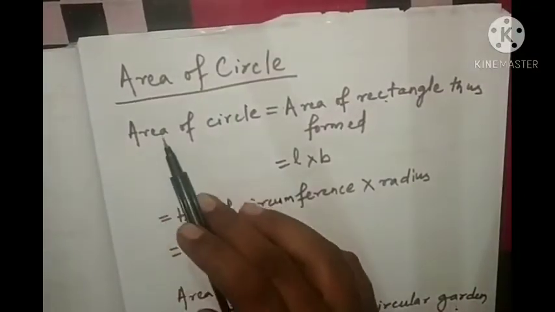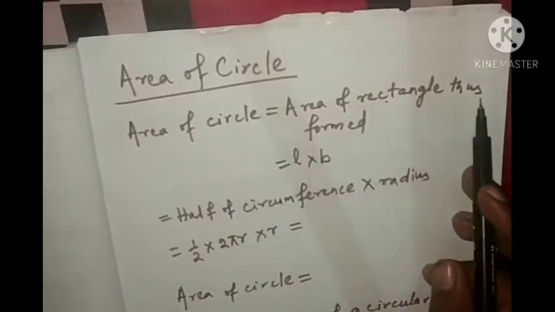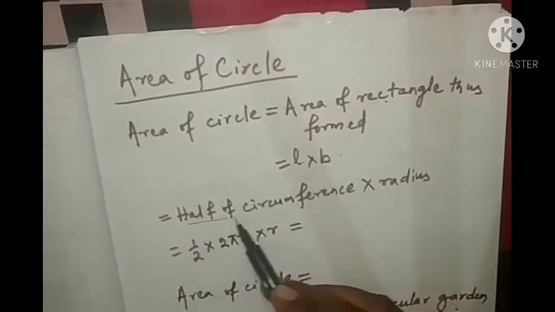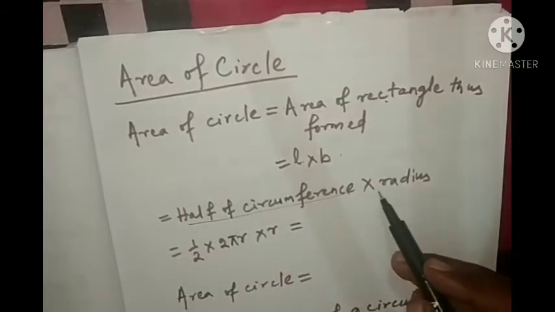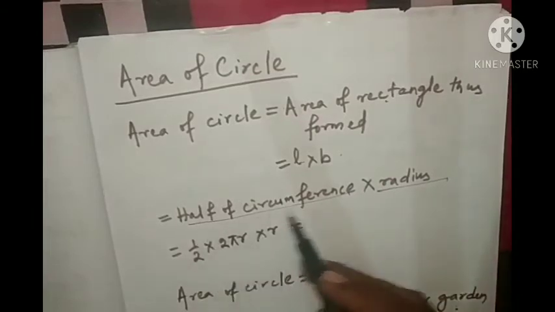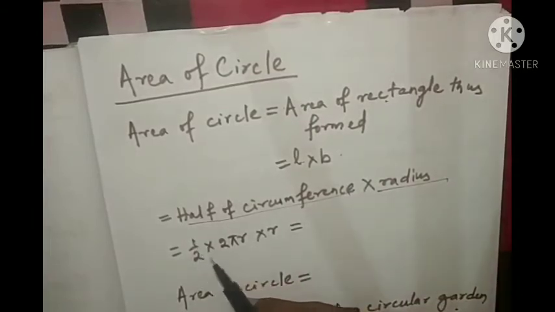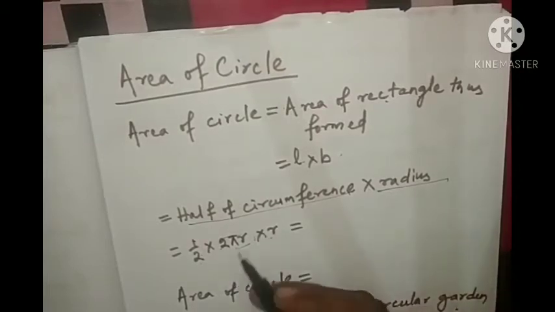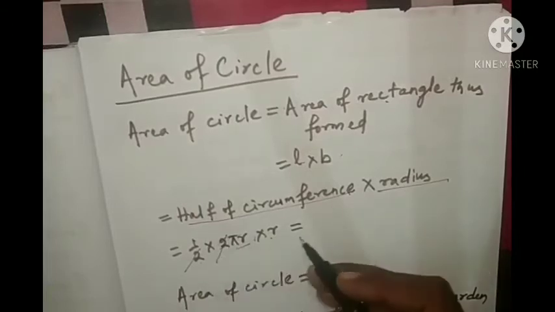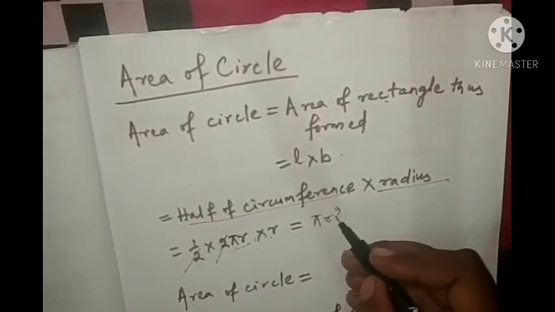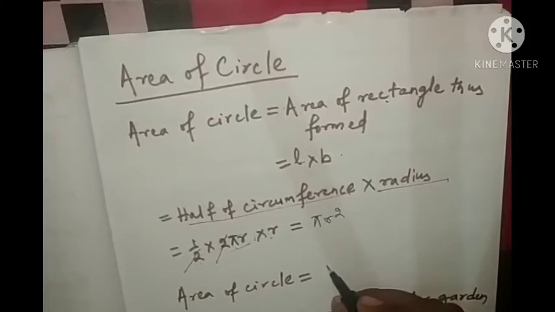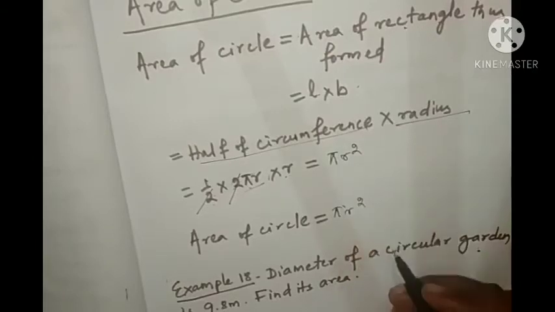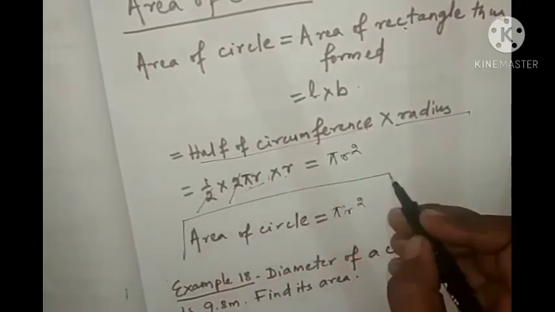So the area of the circle is the area of the rectangle thus formed, that is length into breadth. Length is half of the circumference, and breadth is the radius. So half of the circumference is half into 2 pi r. 2 pi r is the circumference and the radius is r. Now cut the 2, then what you will get? Pi r square. So the area of the circle is pi r square. This is the term you will remember.